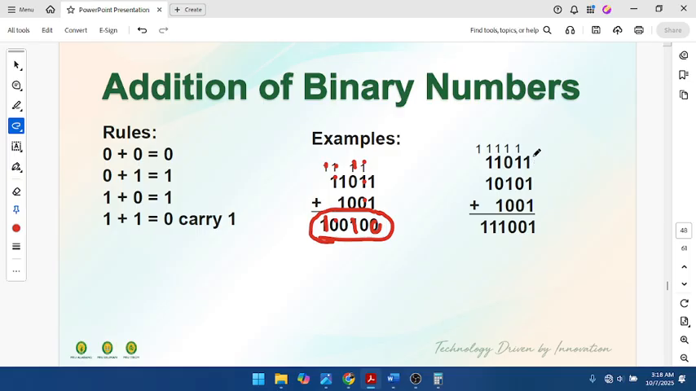Another 1 plus 1, 0 carry 1. 0 plus 1 is equal to 1.